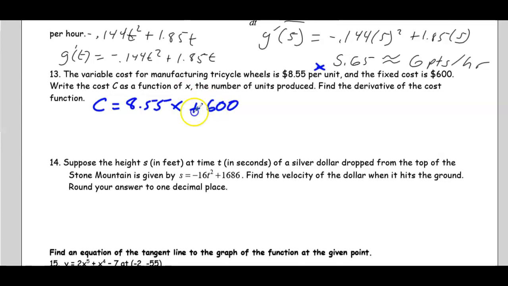So there's our equation. Now, it says find the derivative of the cost function. So find the derivative. So this is 1, so 1 times 8.55 is 8.55, and if you subtract 1, the exponent is 0. So just 8.55. And the derivative of a constant is 0. So there we go, there's our equation right there.